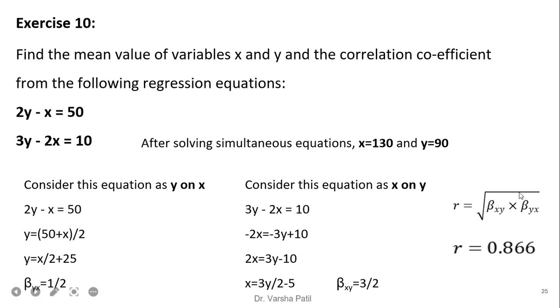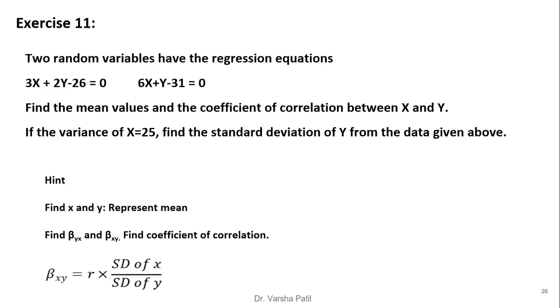r is equal to the square root of bxy into byx. When we put in the values, we are getting 0.866. So we can easily find the correlation coefficient. Now the last problem. Two random variables have the regression equations given. Find the mean values and the coefficient of correlation between x and y. If the variance of x is equal to 25, find the standard deviation of y from the data given.